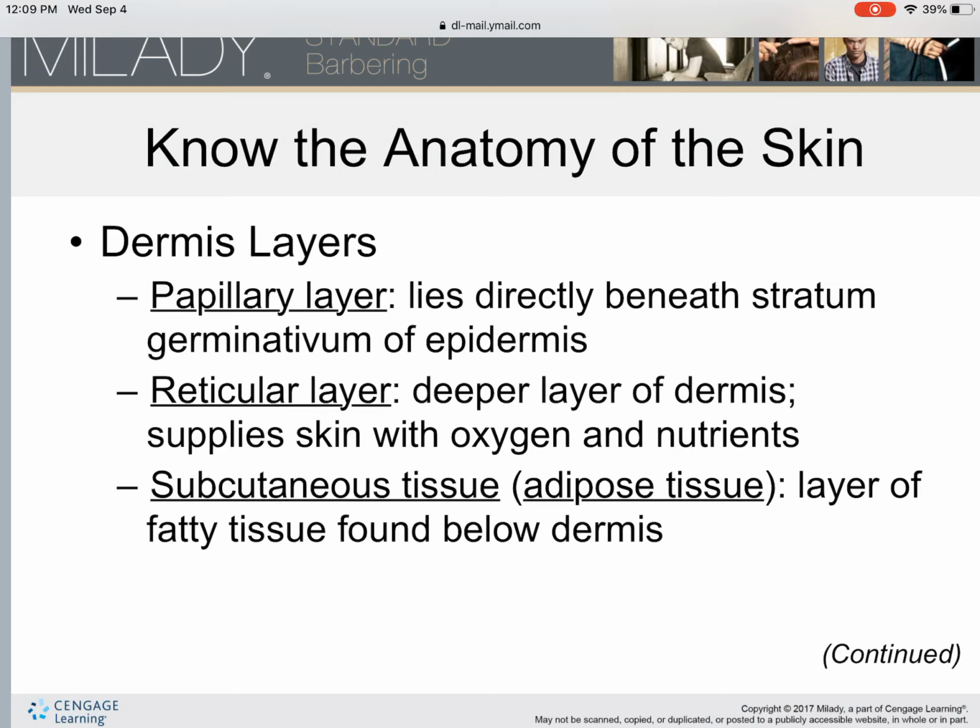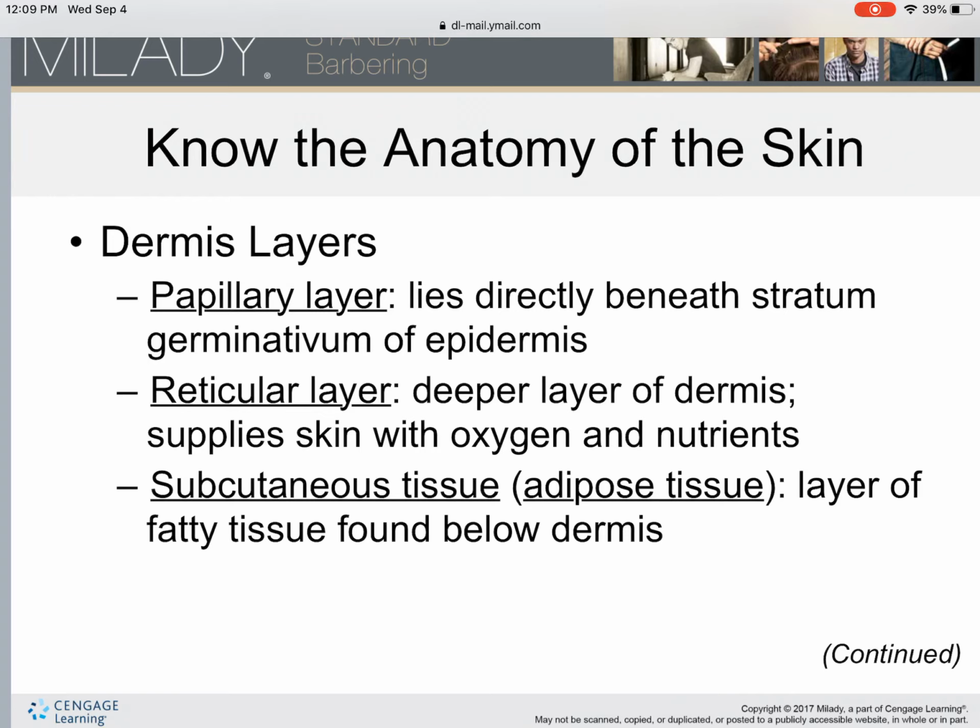So just know the papillary layer is the top layer of the dermis. It pretty much helps connect the dermis and the epidermis. And the reticular layer supplies the skin with its oxygen and its nutrients. It's the deeper layer of the dermis.